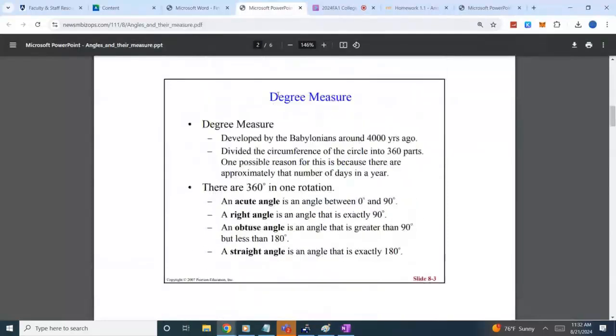All right, now just some background information about degree measure. It was developed by the Babylonians around 4,000 years ago, and I don't really believe that it's all 100% true that they actually developed it. It divided the circumference of a circle into 360 parts. There are 360 degrees in one complete rotation.